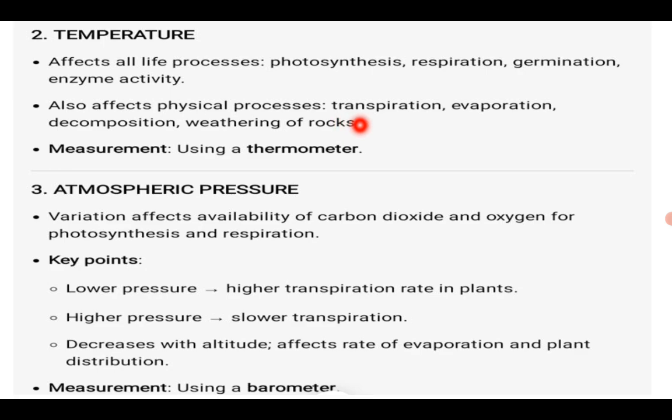It also affects physical processes like transpiration. Transpiration is the loss of water from plants. Evaporation is also the escaping of water into the air when heated, or changing liquid water into vapor. Decomposition is the breaking down of dead plant and animal material by the action of bacteria, and formation of soil from rocks is called weathering. Temperature can be measured using a thermometer.